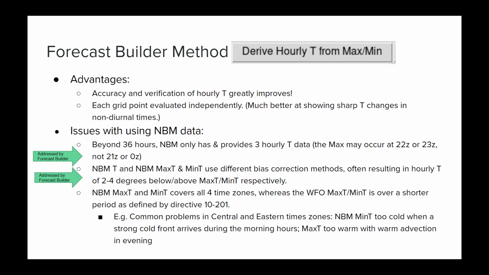Beyond 36 hours, the MBM only has and provides data at 3-hour resolution. Thus, the max may occur at 22Z or 23Z, not at an hour where we have data like 21Z or 0Z. The second issue is that the MBM temperature and MBM max temperature and min temperature use different bias correction methods. This means that hourly temperature from the MBM may be 2 to 4 degrees below or above max T and min T, respectively.